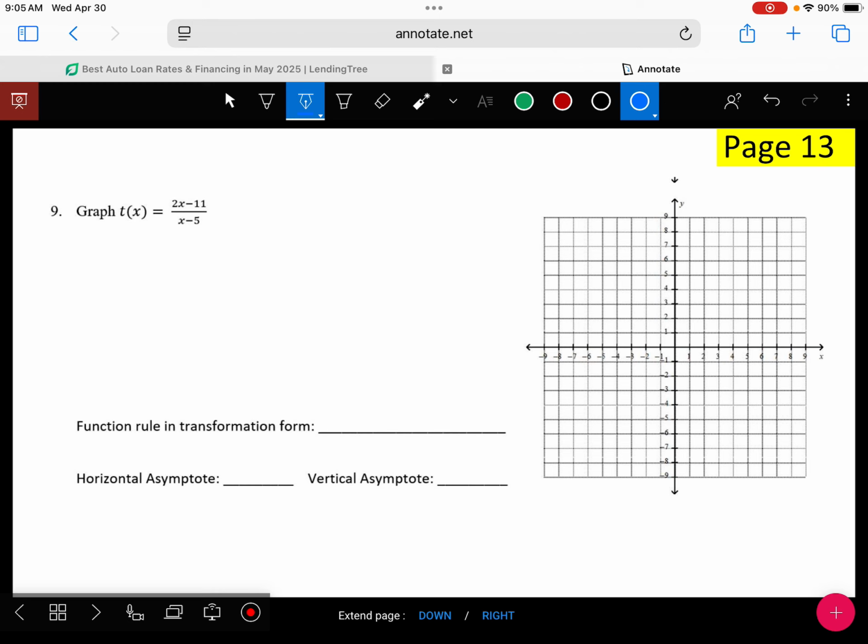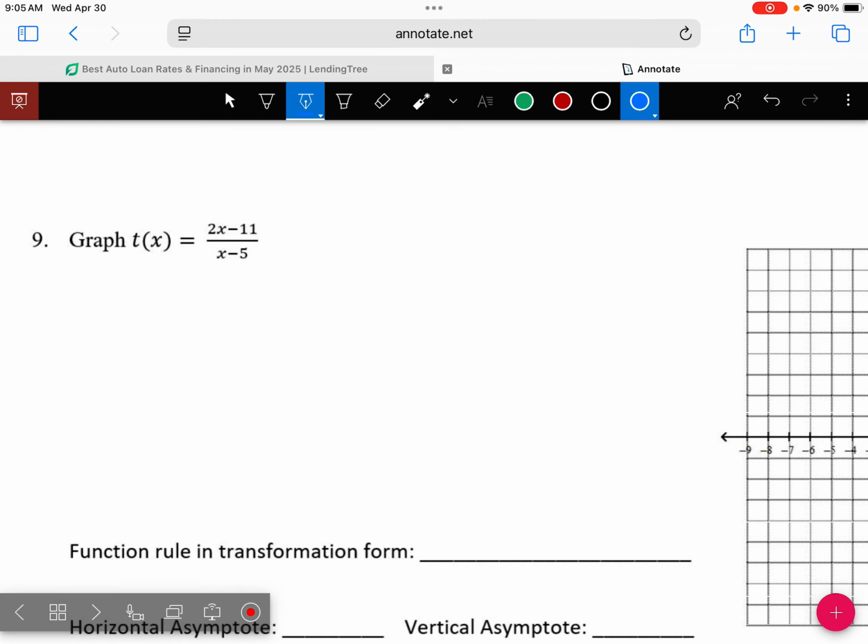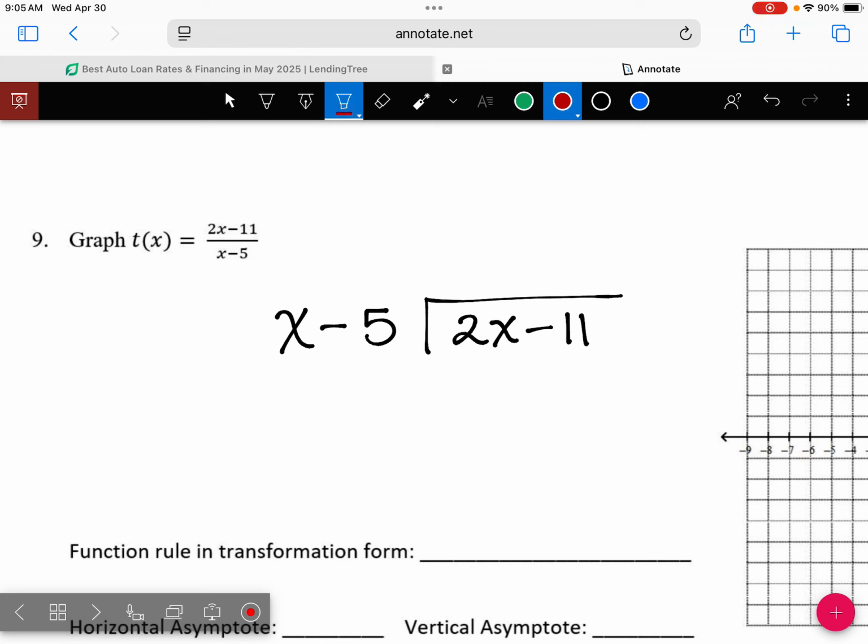So we have to start off doing long division because this one is not set up for us. So I have x minus 5 that goes into 2x minus 11. Page 13. May 9th. Next test is May 9th, next Friday. So in order to do long division, I'm going to divide the 2x by x. We're on page 13, Eli, by the way. So 2x divided by x gives me 2, because the x's cancel. Let's put that 2 on the roof.